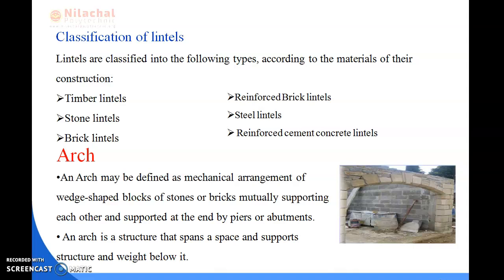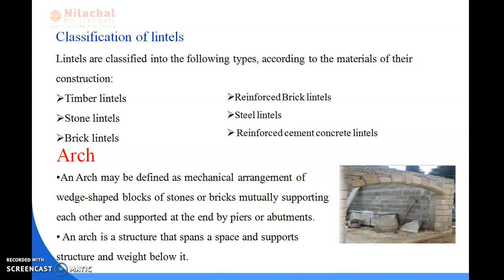Okay, so next we will be reading about the arch. As all of us know, what do you mean by arch? What is the shape of the arch? Okay, you can see here the diagram of the arch. So what do you mean by arch? An arch may be defined as a mechanical arrangement of wedge-shaped blocks of stones or bricks mutually supporting each other and supported at the ends by piers or abutments.